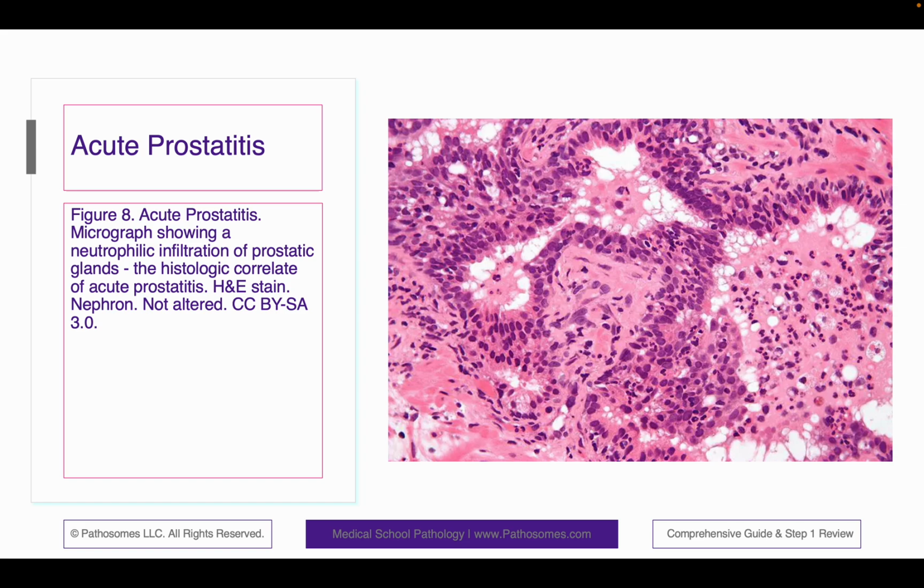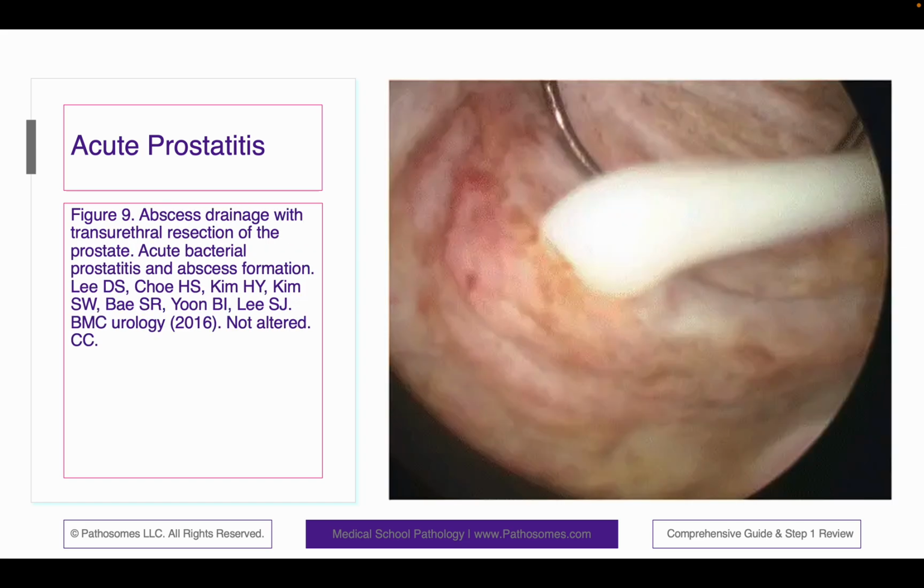I'll help you a little bit. If you look to the right side of the screen, maybe if the center is a clock, if you look around 3-ish, 4-ish o'clock, you should see a bunch of neutrophils. Now, you see this white fluid coming out of there? That's abscess drainage. Abscess drainage with transurethral resection of the prostate. This is because of an acute bacterial prostatitis with an abscess formation, right?